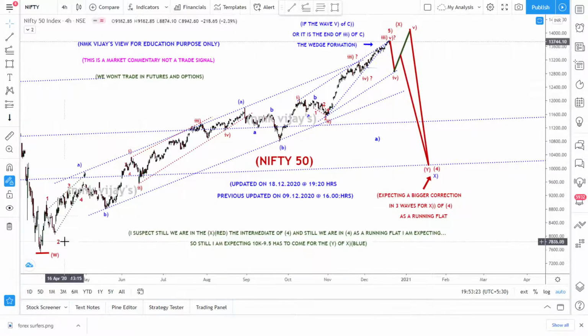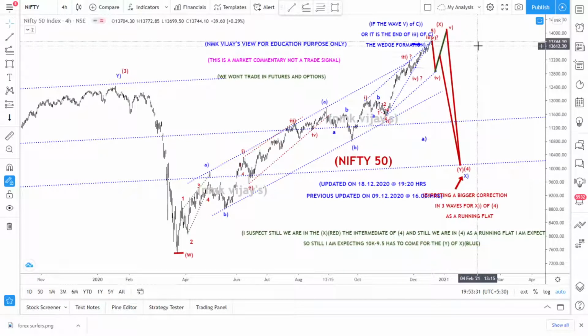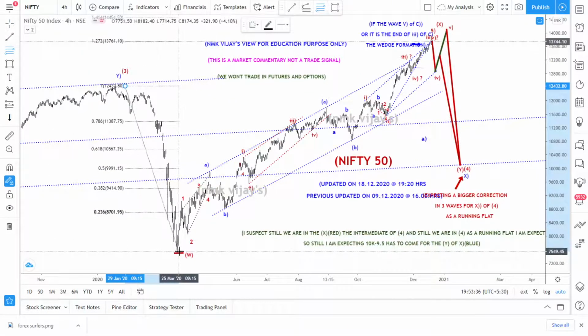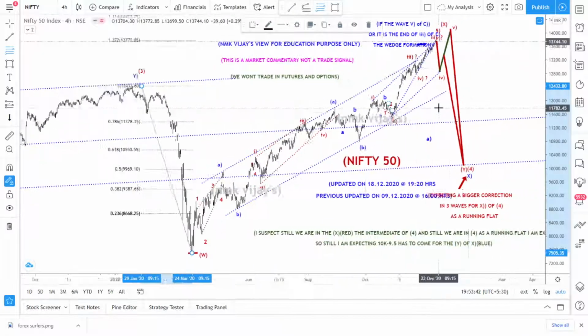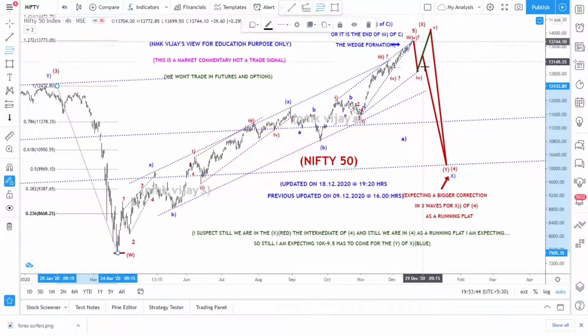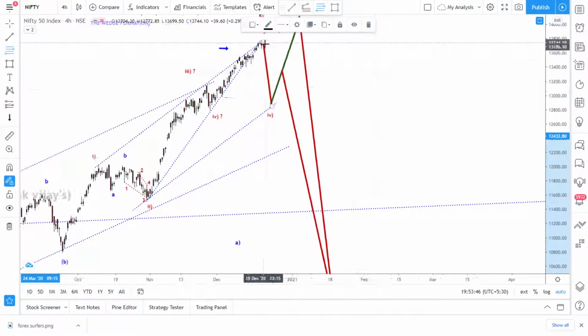So whether this could be an A, B, C as a W, X, and again A, B and C can continue. And if we took this as an irregular flat, here we are at the 1.272. So within this I am expecting the rejection. So exactly it may happen here.